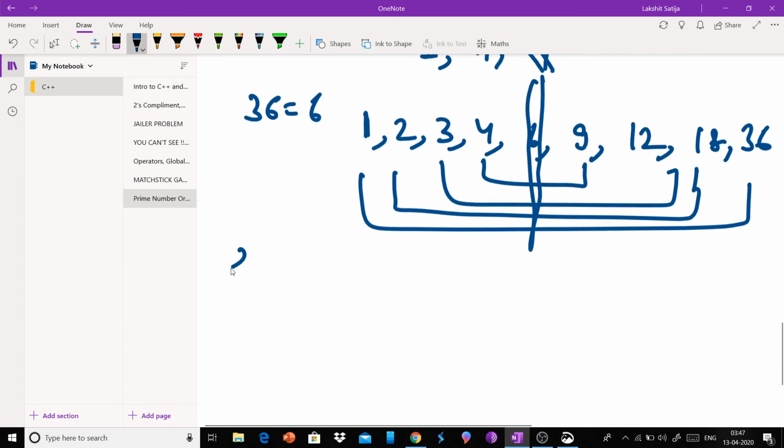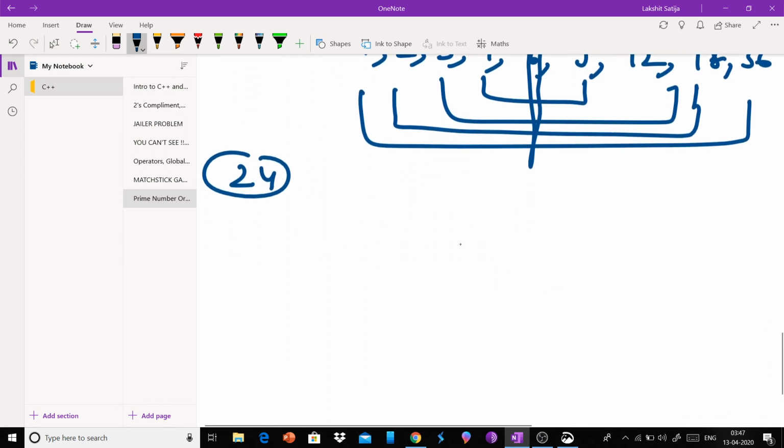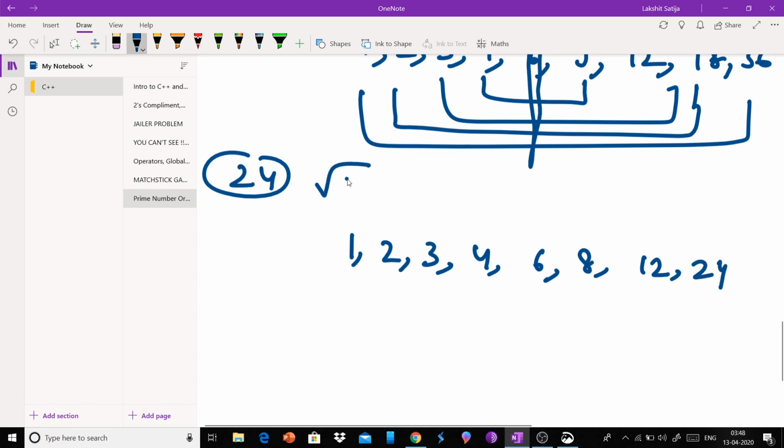Similarly, if number is not prime, let's say 24. So what are its pairs? 1, 2, 3, 4, 6, 8, 12, and 24. And its square root is around 4 point something, right? So it will lie somewhere here. So you can see that across the square root line all occur in pairs, right?